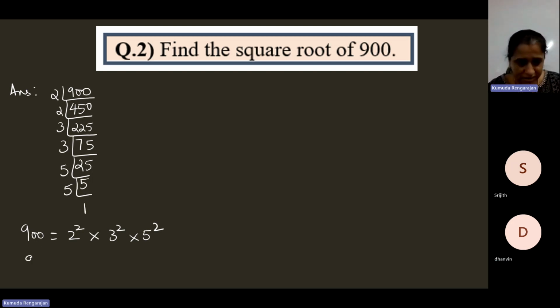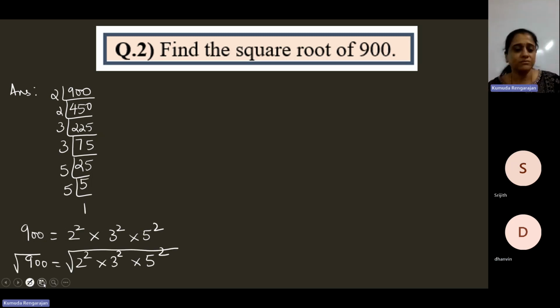Write the step again and take square root on both the sides. Repeat that step, and now take square root on both the sides like this. Understood? Taking square root on both the sides. Is that understood? First write the step, repeat that, and take the square root symbol on both the sides. Now next, the square root of 900 will come as it is.